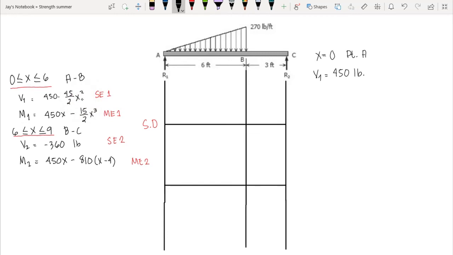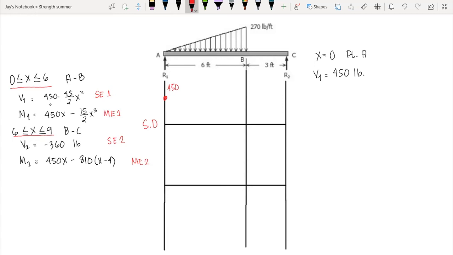Since 45 over 2 times 0 gives 0, the remaining would be 450. So therefore, at A, we have 450. Since that is positive, we plot it here. Let's say that is 450.